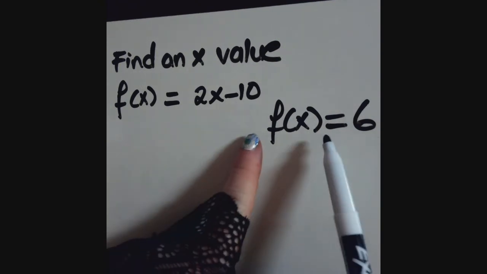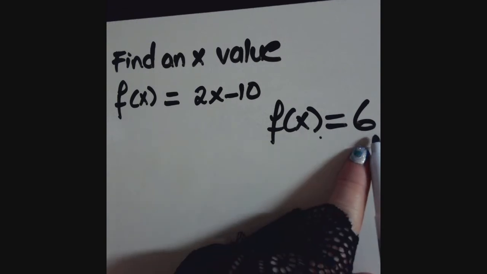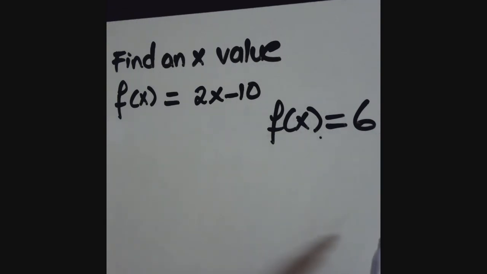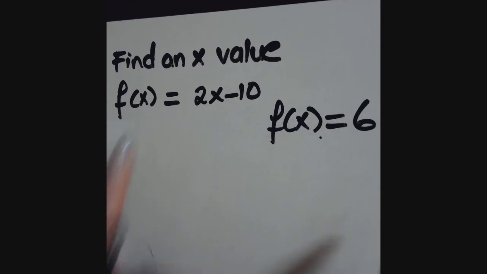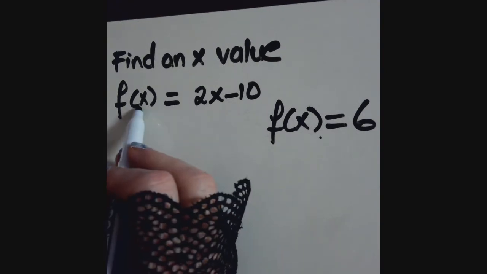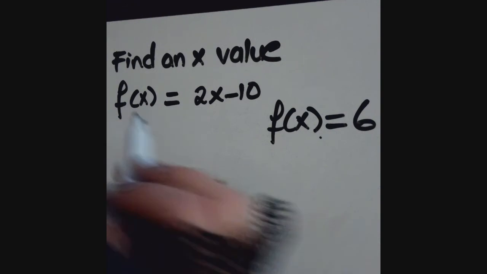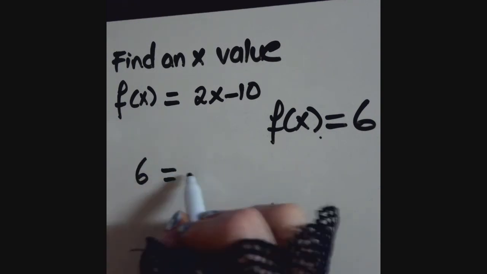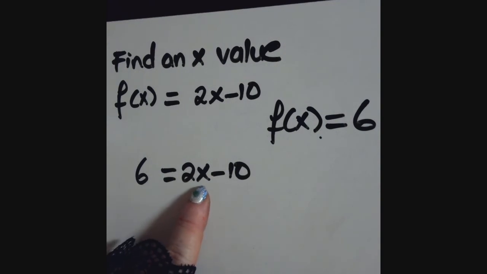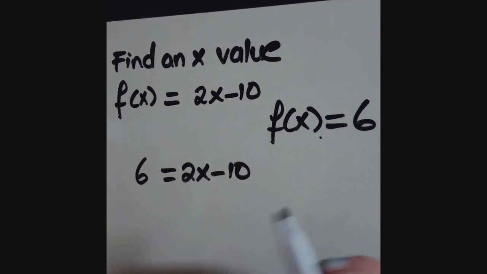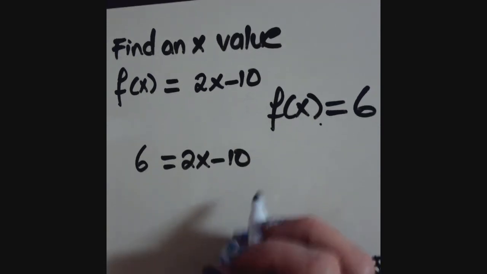So if they give you f of x equals 6, where are you going to plug the 6 in this time? Hopefully you see it just goes right here. You're replacing where this f of x is, which is the same as y, with a 6, and they're asking you to solve for x. So you should know that you are plugging into y and trying to solve for x. Now it's just a two-step equation.